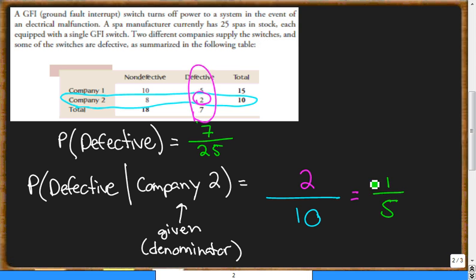Which is actually lower than our overall probability of being defective. That kind of tells us that company 2 is obviously a little bit better than company 1 when it comes to its being defective. And we can look back at the data and kind of determine that a little bit better.